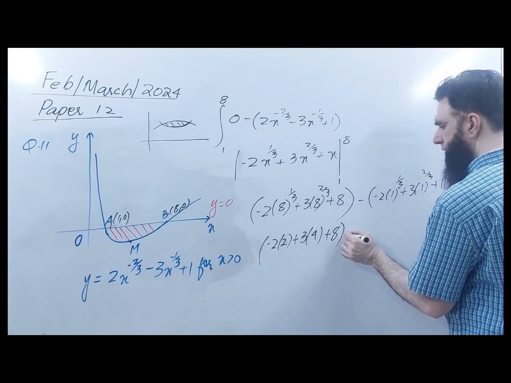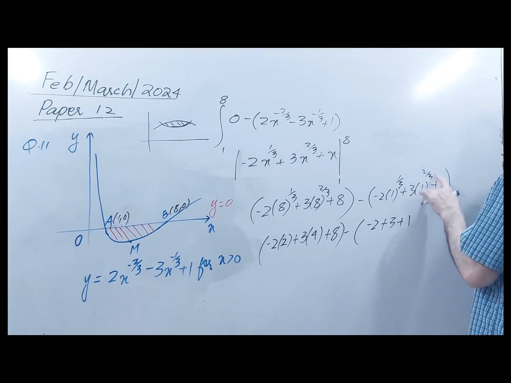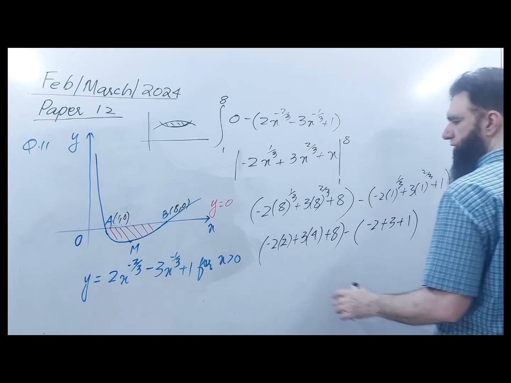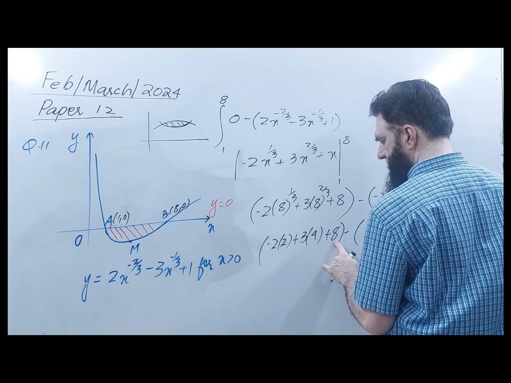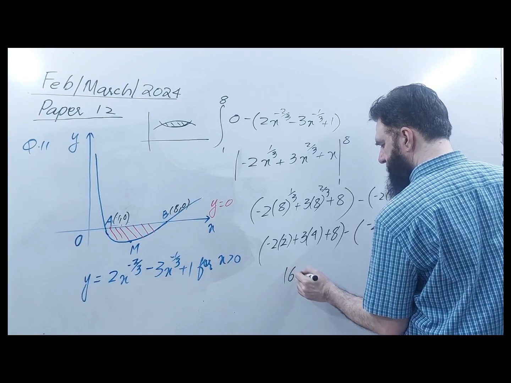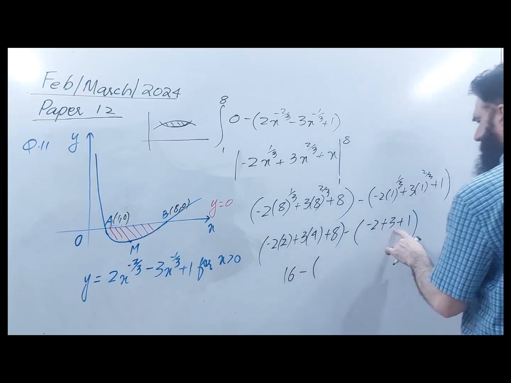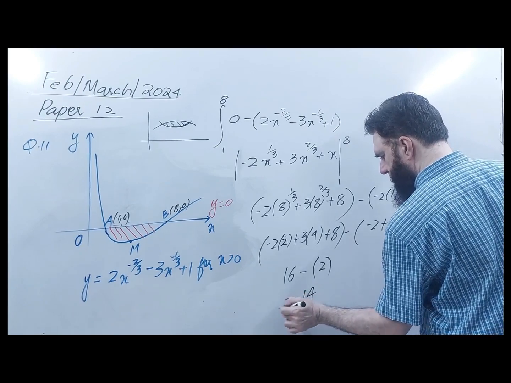This is how it is: minus 2, plus 3, plus 1. 1 raised to any power is 1. So this becomes minus 4 plus 12 and plus 8. 12 plus 8 is 20. 20 minus 4 is 16. Minus 4 minus 2 is 2. So the final answer is 14.